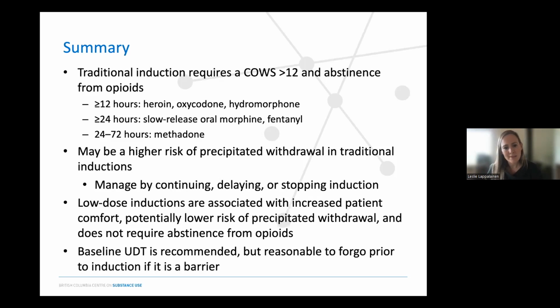And then low dose inductions or micro inductions are associated with increased patient comfort, as they generally don't have to go through a period of abstinence and withdrawal, but does take a longer time to get to a therapeutic dose. Baseline urine drug screens are recommended, but are reasonable to forego if it's going to be a barrier to initiating OUD treatment.